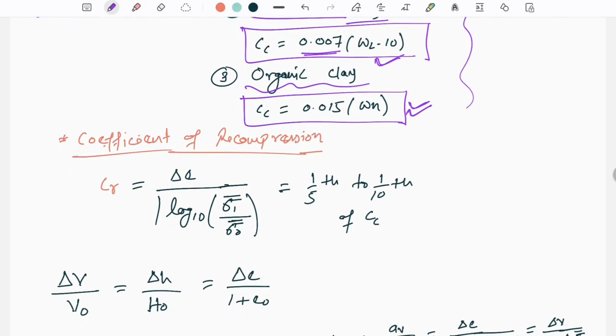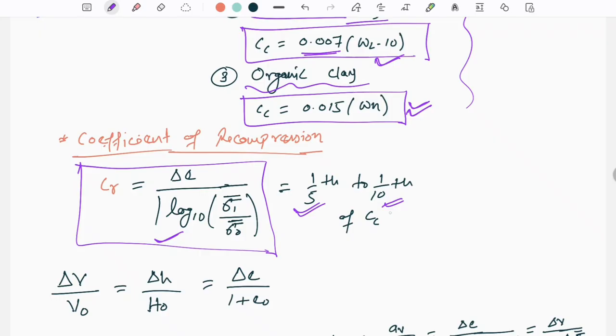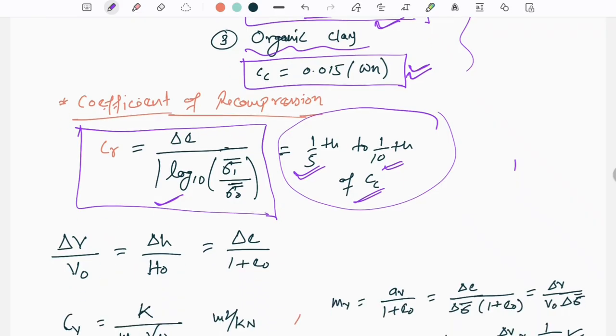Now the coefficient of recompression: again only the logarithmic scale is taken here. So it is the change in void ratio divided by the change in stress on a logarithmic scale. You can say this Cr value is 1/5 to 1/10 of Cc. So if you know Cc, then Cr you can directly take as 1/5 to 1/10 of that value. This is asked in the objective exam many times.